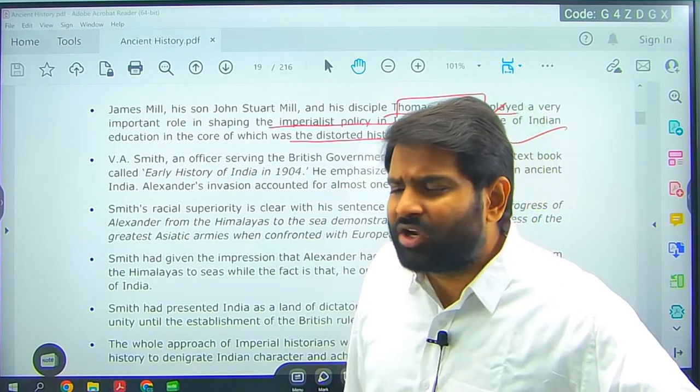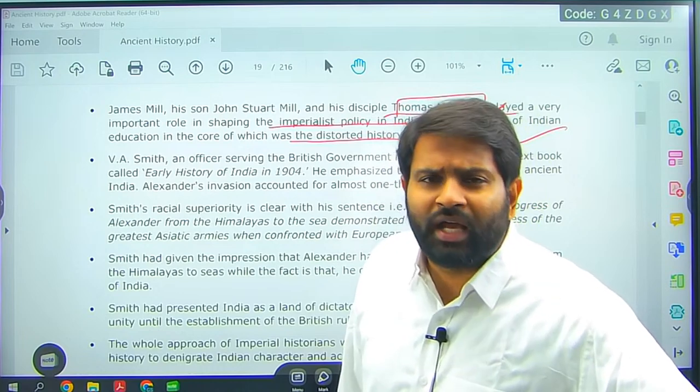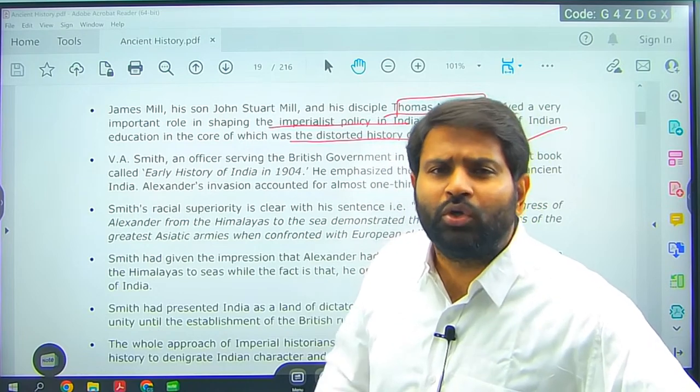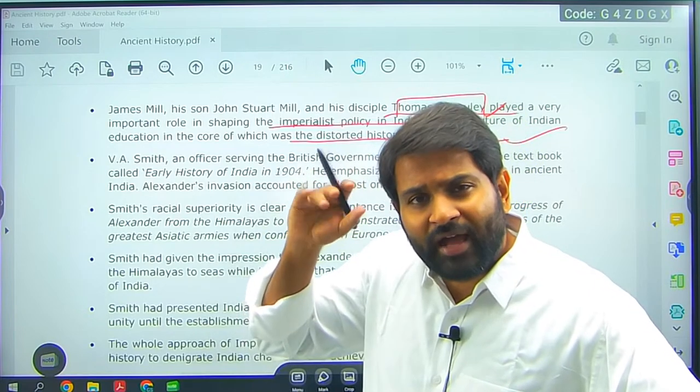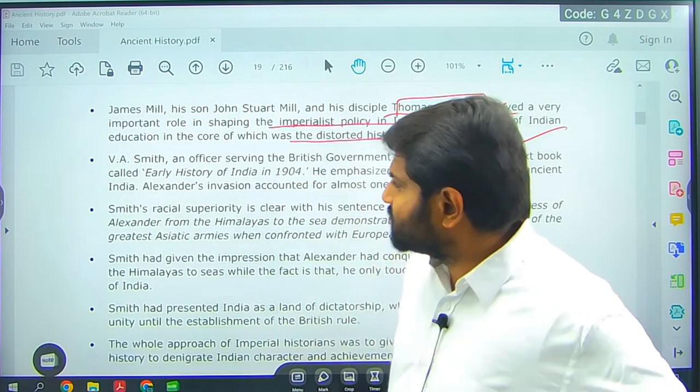There is no innovation, creativity. No one was told to take an employer role. They were all told to become employees. They were all told to become servants. That colonial hangover is still there in schooling, colleges, everywhere.